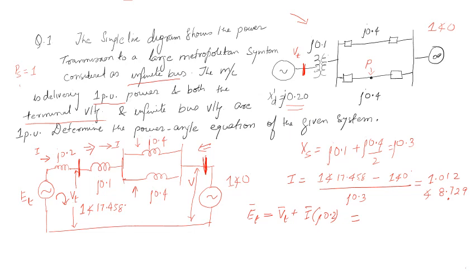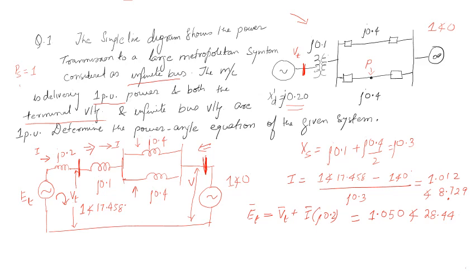Just put it here with the values. VT you have already calculated. Put the I value here. You will get ET as 1.0550 at an angle 28.44.